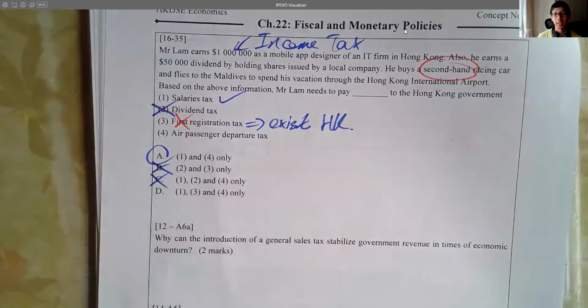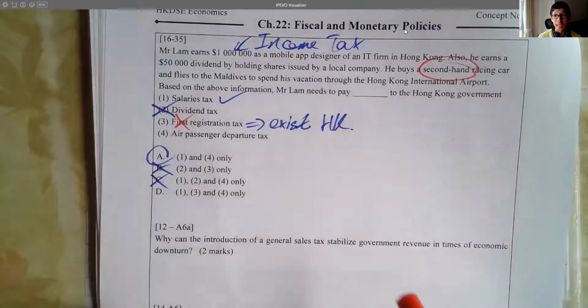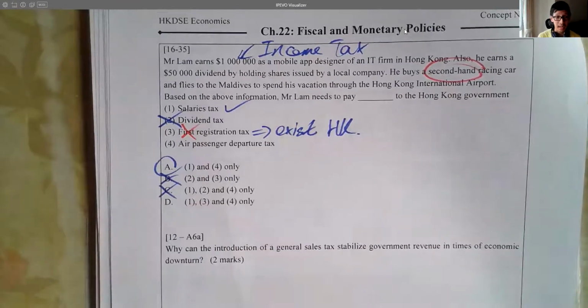Okay, air passenger departure tax. Yes, look at the textbook by yourself. 好嘛？嗱 vacation through Hong Kong International Airport departure, right? 好嘛？嗱呢個唔講啦，自己睇啦。Now let's go to the short questions and long questions.